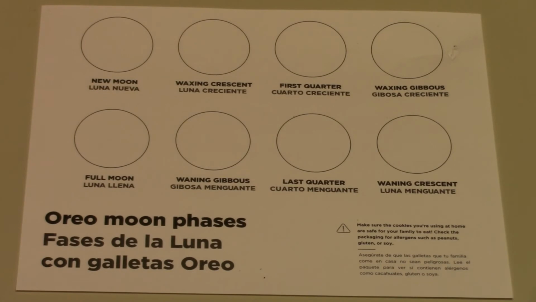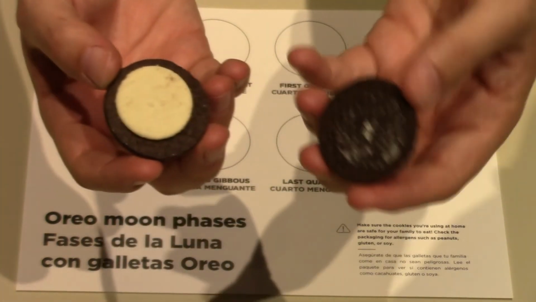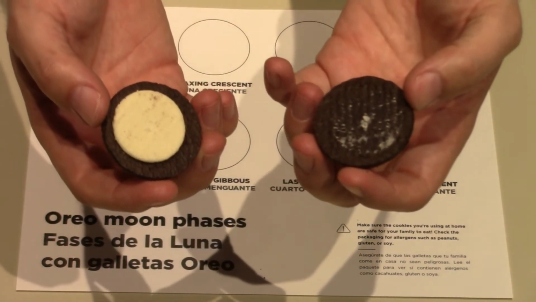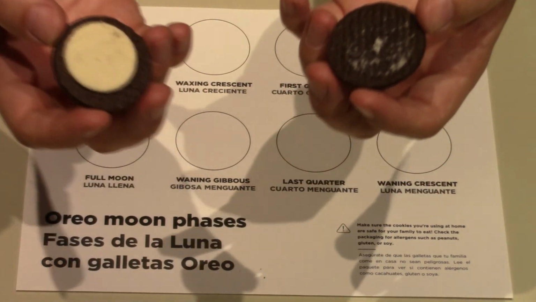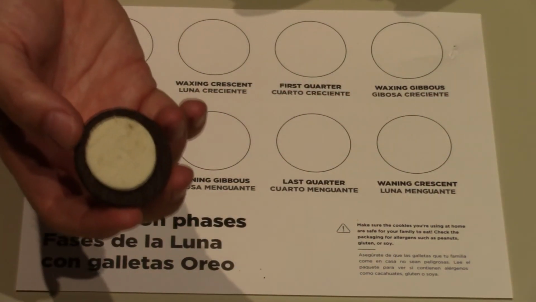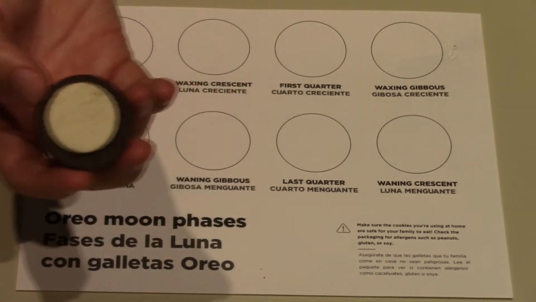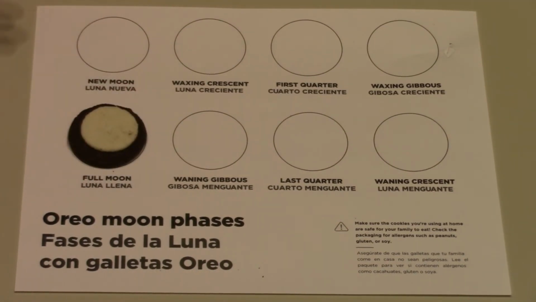Now the first thing you're going to do is take your Oreos and twist them so that they come apart. Try to be kind of gentle so you can get as much of the cream all together on one side as possible. Now, this one's pretty easy, right? We see all of the white. So that is what? That's right, that is our full moon.